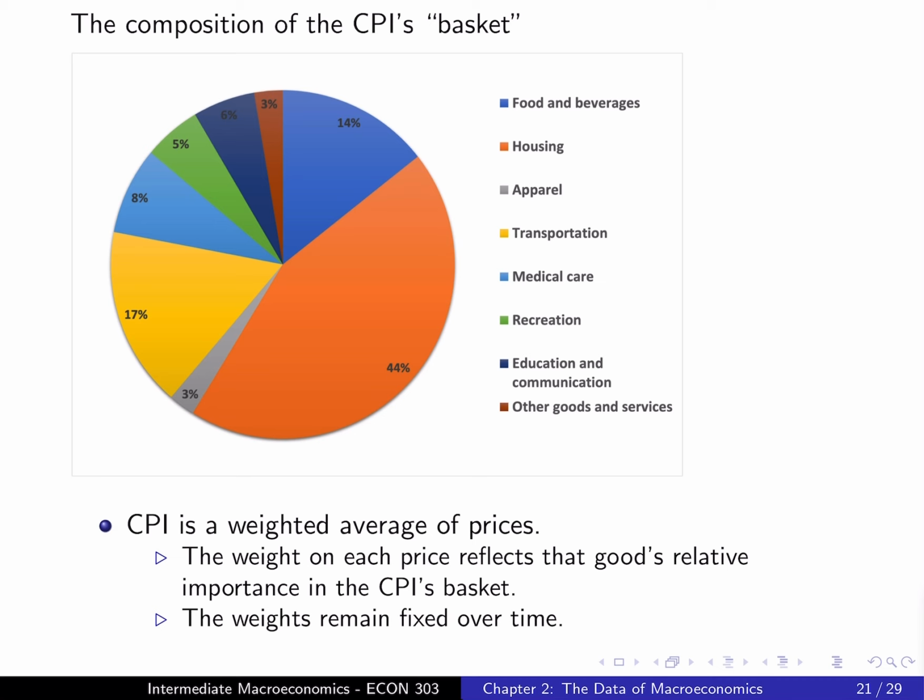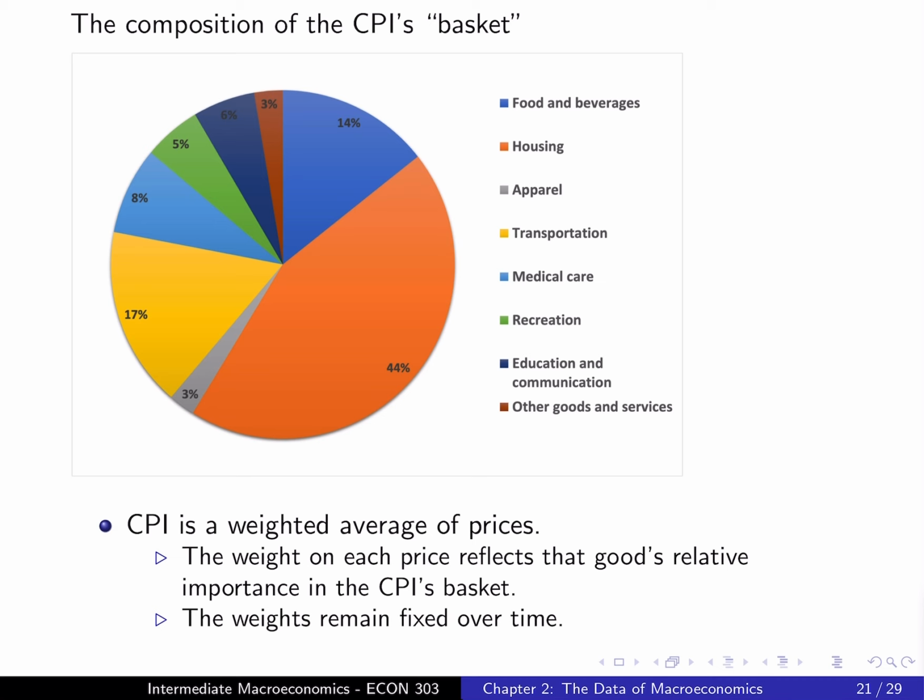The CPI is constructed as a weighted average of prices. That means each item in a basket is assigned a weight, which reflects how much a typical consumer's budget is spent on that item. For example, if housing takes up about 44% of a typical household budget, then housing prices have a large influence on the CPI.